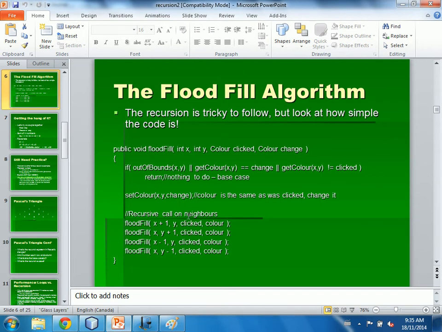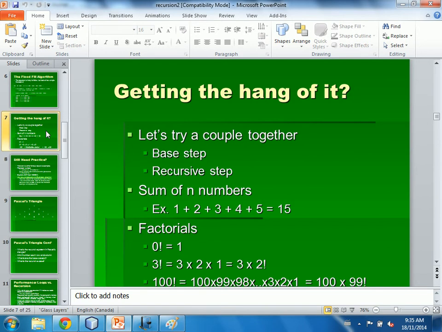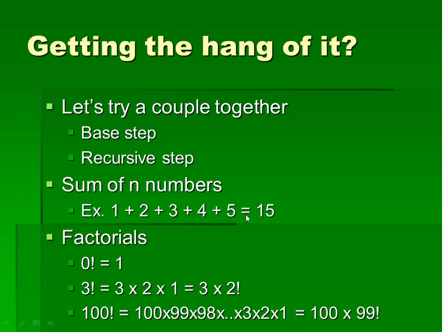And then it just asks each of the neighbors, do you need your color changed? If you do, it will. And then it hands it off to the neighbors until there's no more neighbors to check. So that is a fairly complex example, not so much in the code, but in the problem-solving process.